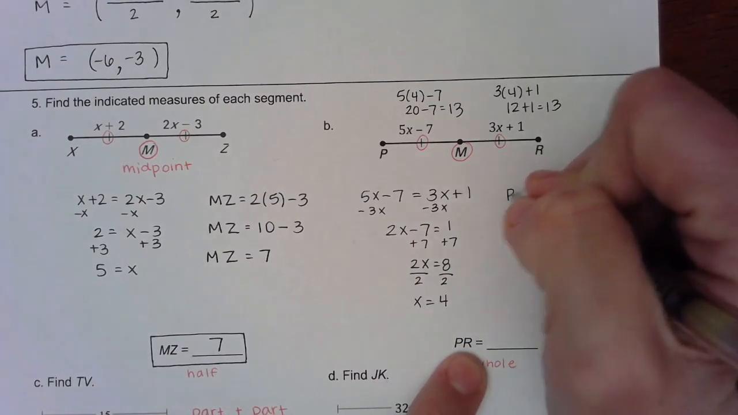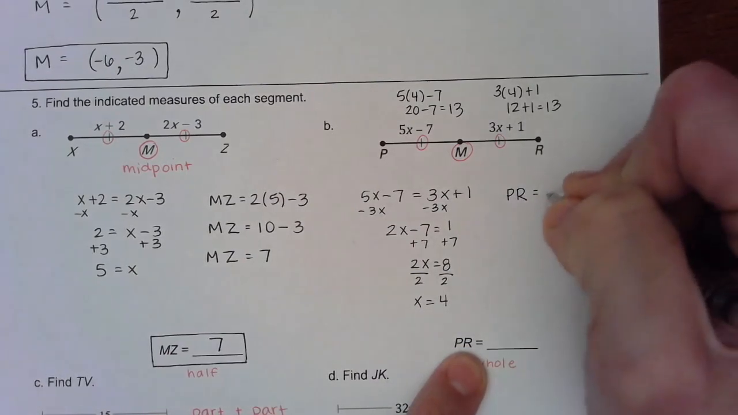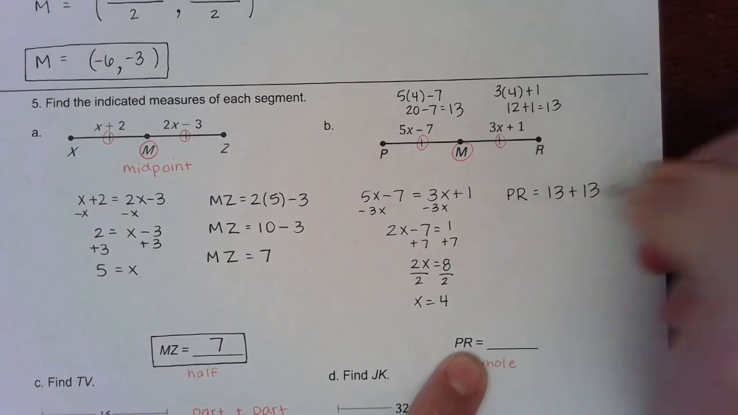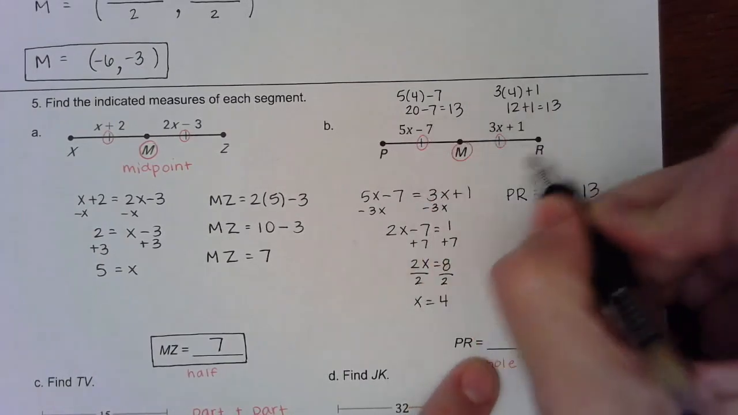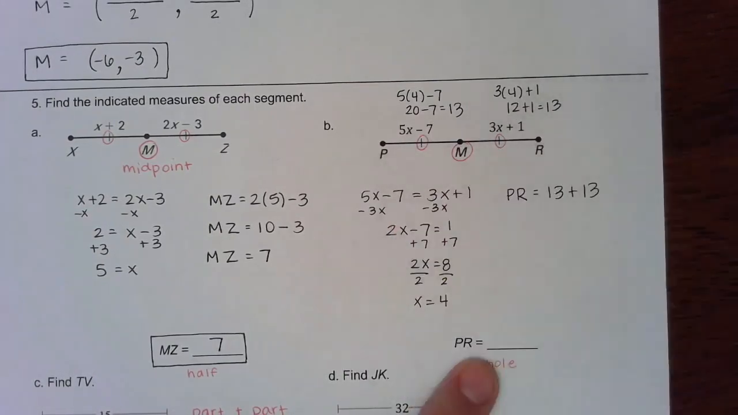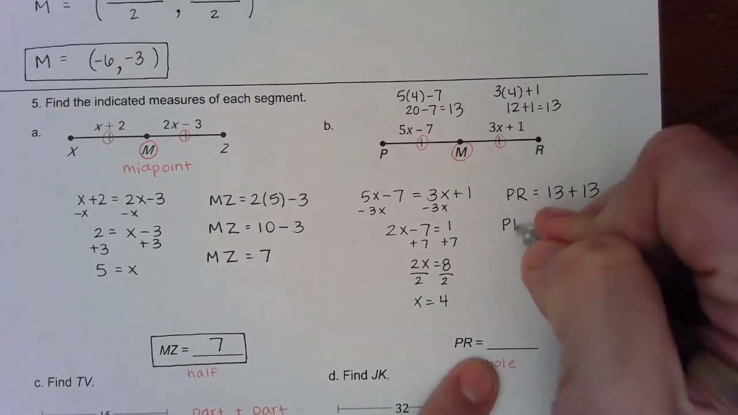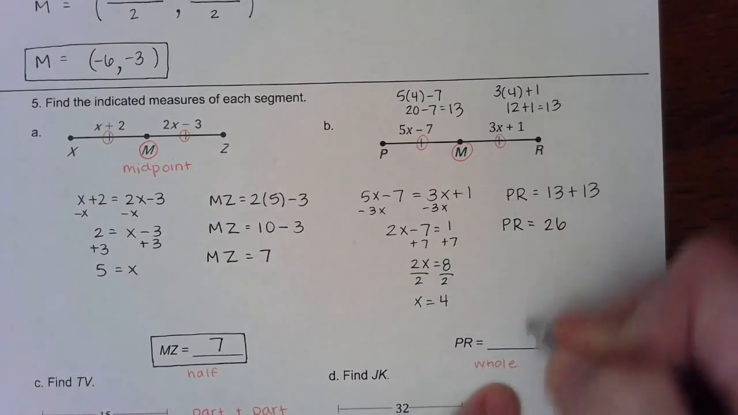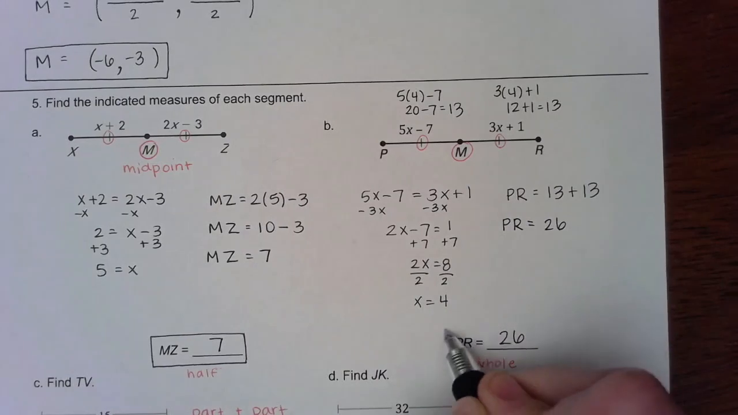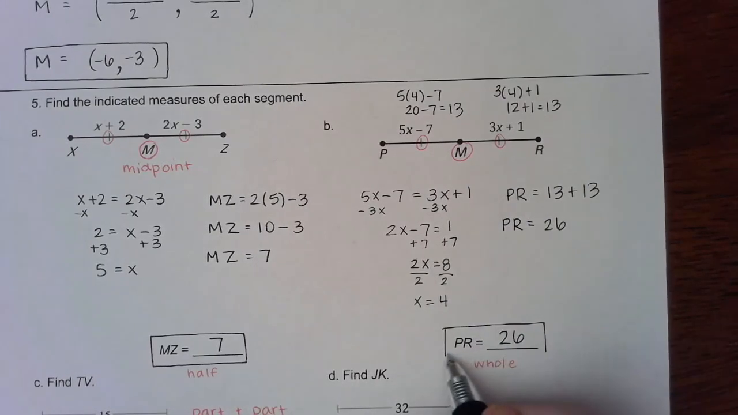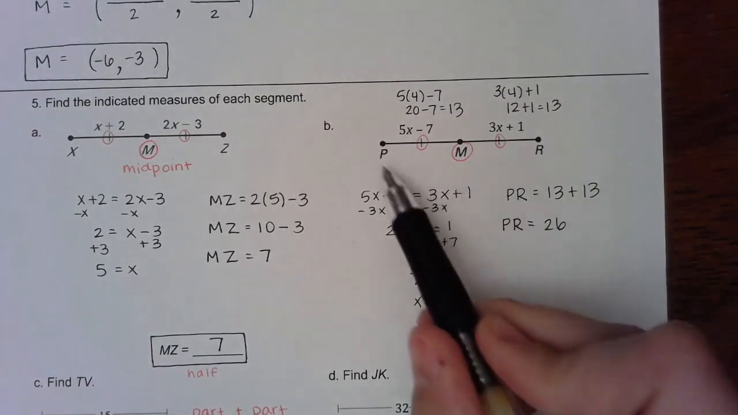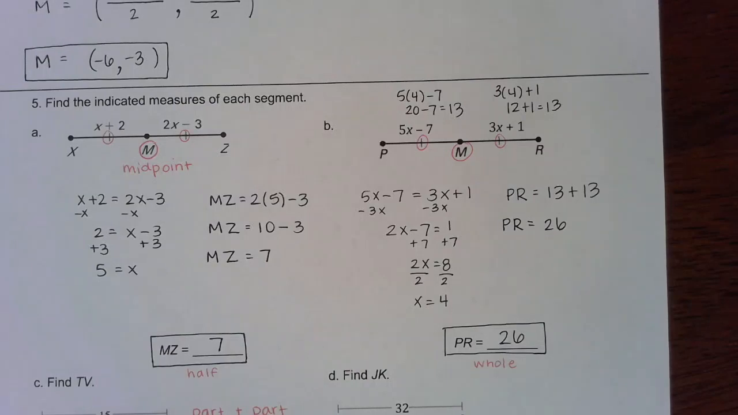Now, to find the length from P to R, I need to do 13 plus 13 because it didn't just want me to find out this one and it didn't want me just to find out this one. It wanted me to find out the length for the whole thing. So the length from P to R is going to be 26. And that'll be my answer to the question. If it only wanted me to find the length of part of it, I wouldn't have to plug it into both parts. I would only have to plug it into one.